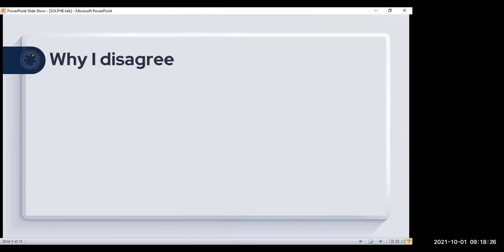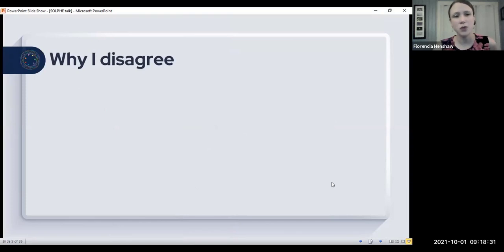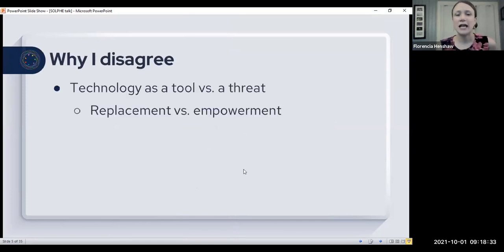And I'll tell you why I disagree with this quote. The first is that, to me, it presents technology as a threat as opposed to as a tool. This idea of being replaced by technology is something that I think we need to move away from. Technology shouldn't be seen as a threat or as a problem. Rather, technology should be seen as a tool for empowerment, not for replacement.